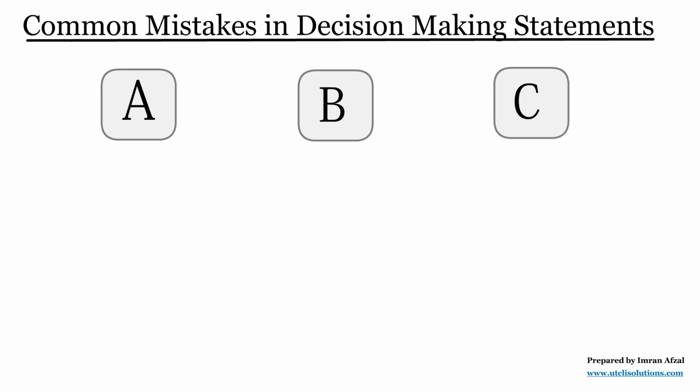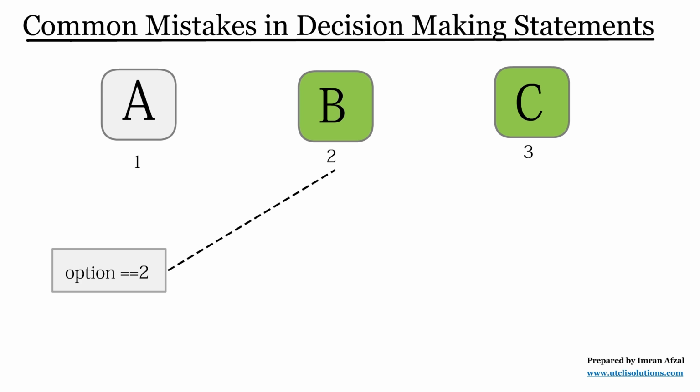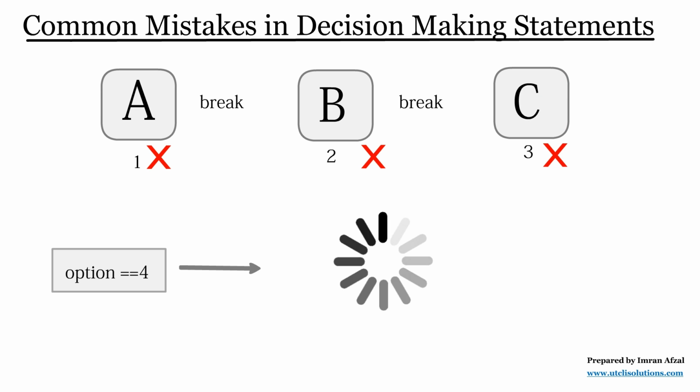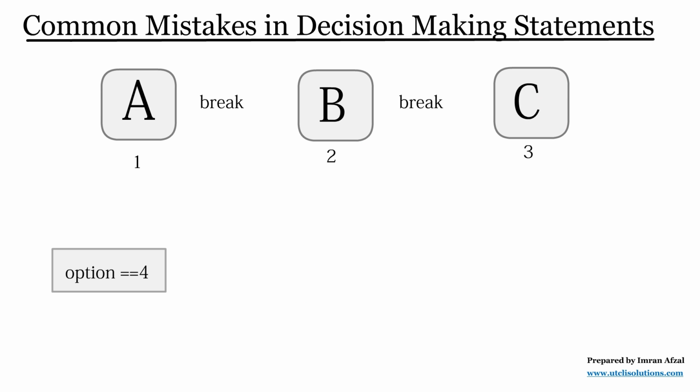In a switch statement, forgetting the break line can make the program run extra options by mistake. Some also leave out the default option, so unknown values are ignored instead of being handled properly. Using a variable instead of a fixed value inside the case lines is another common mistake.